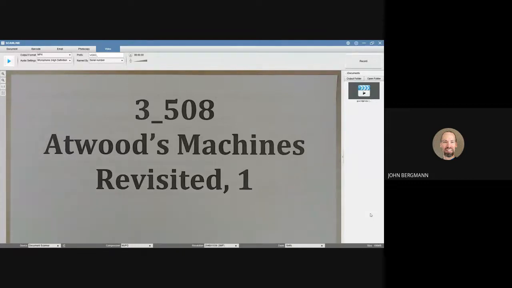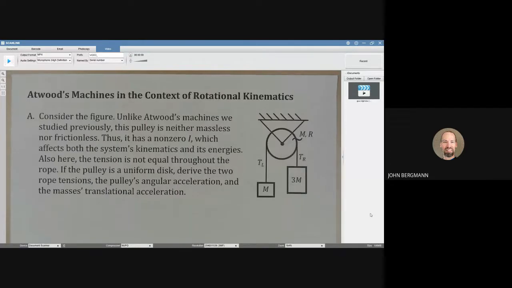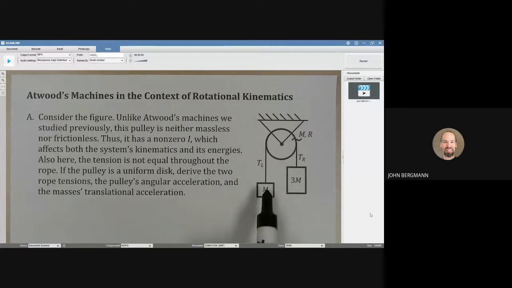This is the first video in which we revisit Atwood's machines. The difference here is that we are now assuming the pulley has enough friction such that the rope will not slide, but rather the pulley will rotate. The pulley will have a certain mass and a certain radius. So this is slightly more complex than the Atwood's machine problems we've dealt with in the past, where we've assumed that the pulley doesn't have any mass and that the rope slides without friction over the pulley.